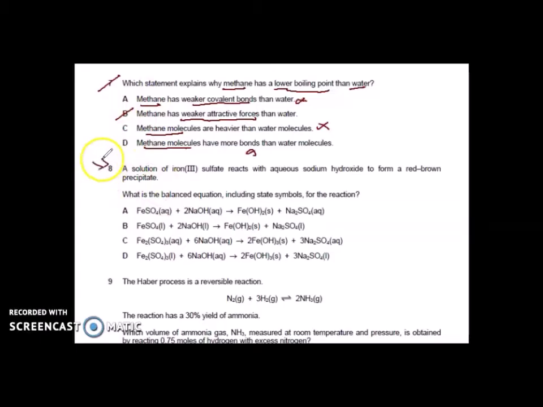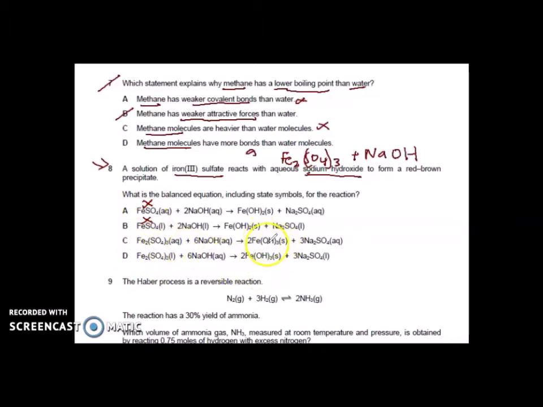Okay, now we look at number 8. A solution of iron(III) sulfate reacts with sodium hydroxide to form a red-brown precipitate. So for the balanced equation, iron(III) sulfate will be Fe2(SO4)3 and here sodium hydroxide, so this is wrong. This 2 is wrong. So your answer is either C or D.